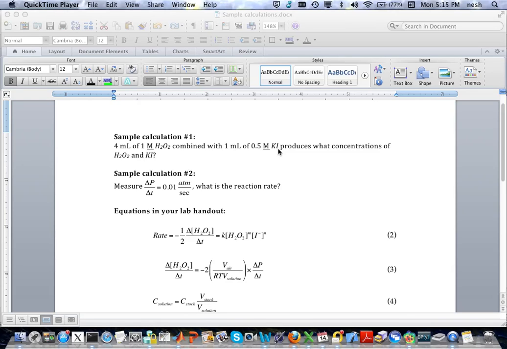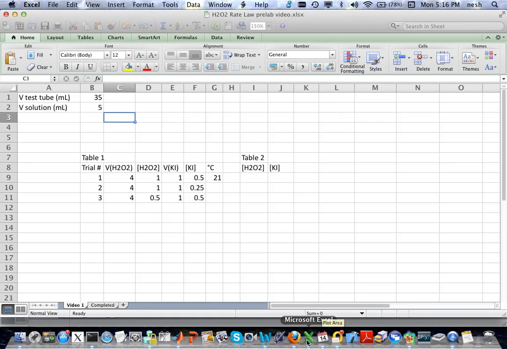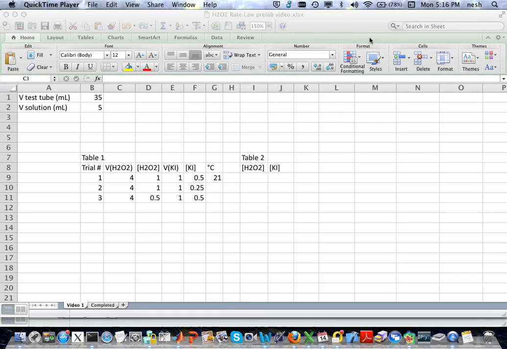Now, we have a few equations in the lab handout that will help you on this, and the one that is equation 4 in the handout, which says that if I have a mixture and it has some concentration, C solution, it will be the stock concentration times this dilution ratio. So the stock concentration, for example, of the hydrogen peroxide is 1 molar, and the dilution ratio would be 1 mil that you put in divided by a 5 mil total volume. So I'm going to go to Excel now, and let's see how this works.